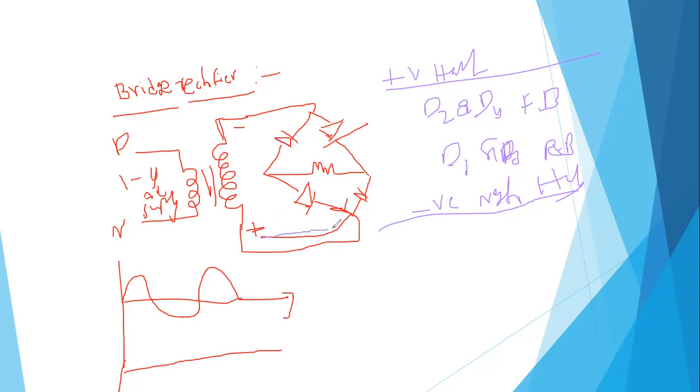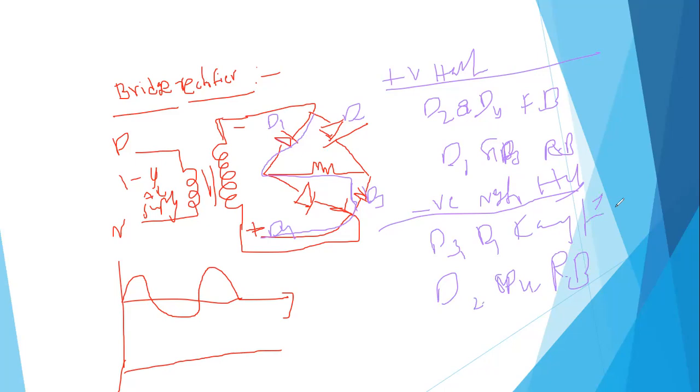So in this way, it comes here and comes into this. I already mentioned this is D1, D2, D3 and D4, right? Then the current comes this way and then this way in the negative half cycle. So D3 and D1 will conduct, and D2 and D4 are reverse biased, that is, they will not conduct. This is forward bias and this is reverse bias. D2 and D4 are reverse biased.